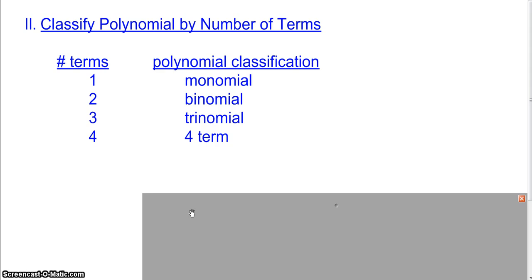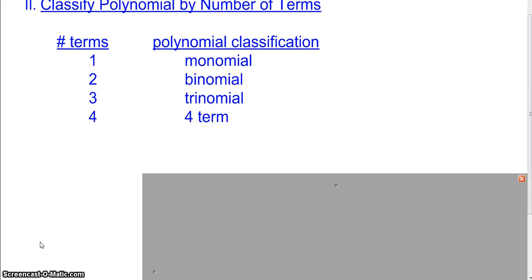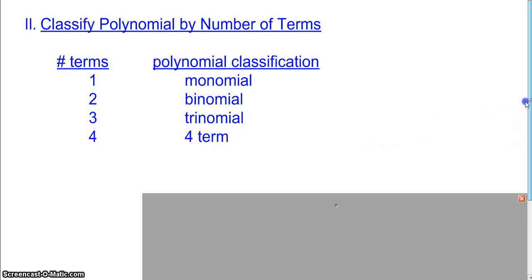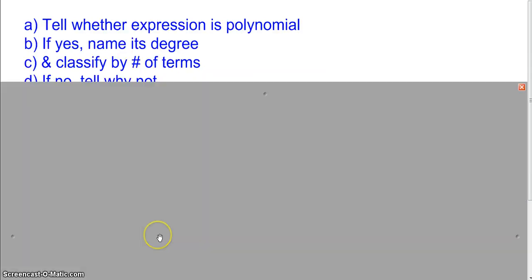Once you get to four, they don't really have a name. I know you feel like you should say quad. Good for you for knowing your prefixes, okay? But it's just a four-term. So, eighth grade, if it has five terms, what would it be? Five terms. Six terms, seven terms, and so on. Okay? We don't name it.